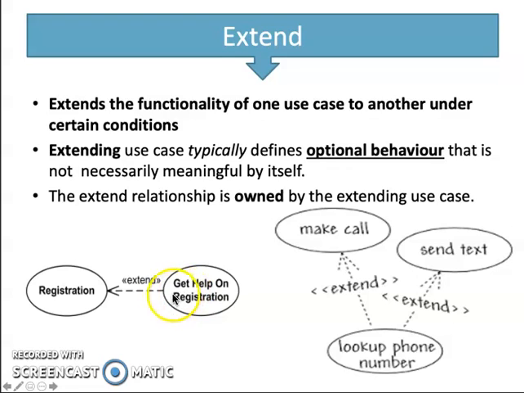On the other hand, extend is an optional relationship. So here, if I want to register, the functionality of getting help on that registration can be extended to me if I register. So you can see that the arrow points towards the main use case and the word extend is written over there. This is optional, so I don't need to get help if I want to register. Similarly here, if I want to make a call, I can look up the phone number. So the functionality of looking up the phone number is extended to the use case of making a call. But if I don't need it, I don't need to use that particular use case.